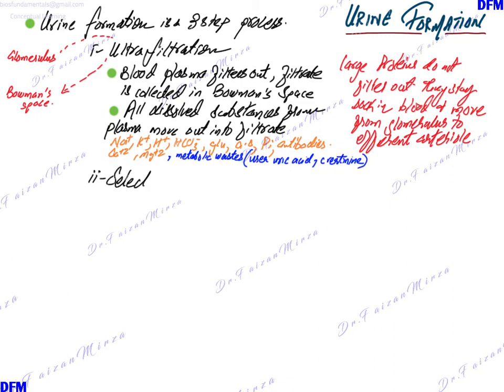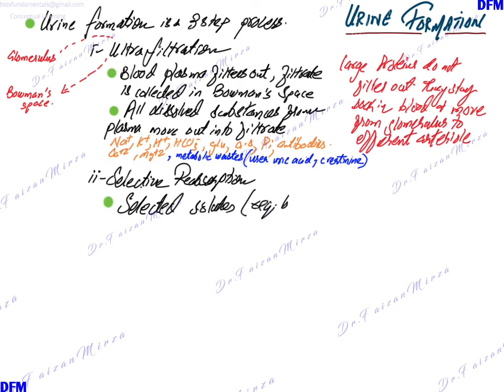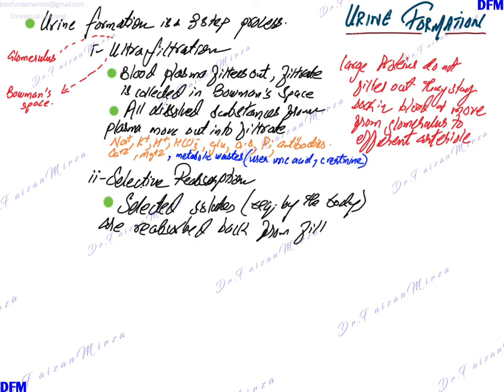This brings us to the second step of urine formation, which is selective reabsorption or tubular reabsorption. This is about reabsorbing selected solutes which are required by the body back into the blood. As the filtrate travels along the proximal tubule and the loop of Henle and the distal tubule, these solutes are reabsorbed back and they are put back into the blood.